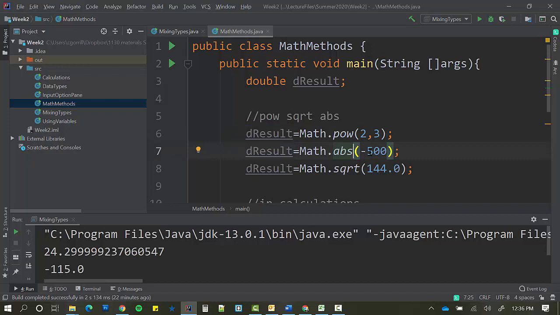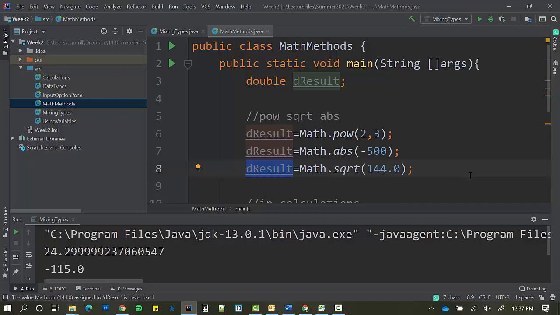Math.abs is absolute value. Absolute value is the absolute distance of a number from 0. So negative 500 is 500 away from 0, so it gives us 500.0 at this point. It returns 500.0 and stores it in there. Math.sqrt is the square root. The argument in here is the number that we want to get the square root of. So for 144, the square root is 12, if I recall correctly. And it's going to return 12.0 to this point and store it in this variable. So that's how these math methods work.